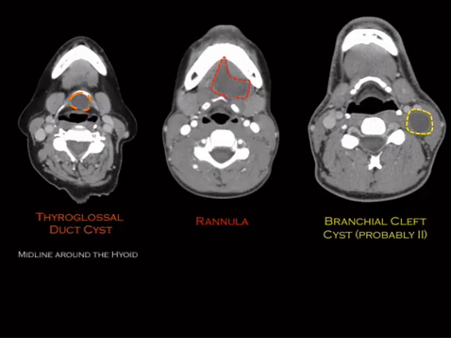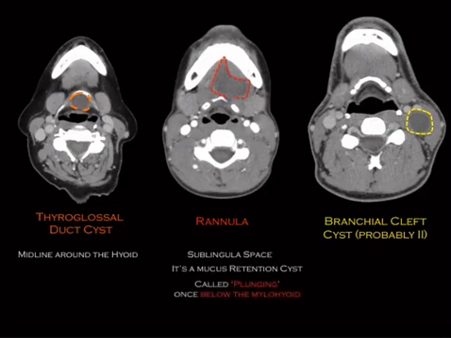So thyroglossal duct cyst, midline, right around the hyoid. A ranula, which is basically a mucus retention cyst, tends to be in the sublingual space. And the trivia to know is that you call it plunging or diving once it is below the mylohyoid muscle. You don't need to know what a mylohyoid muscle is, what it does, anything about it, just the fact that once it's below that, they start calling these things plunging ranulas.